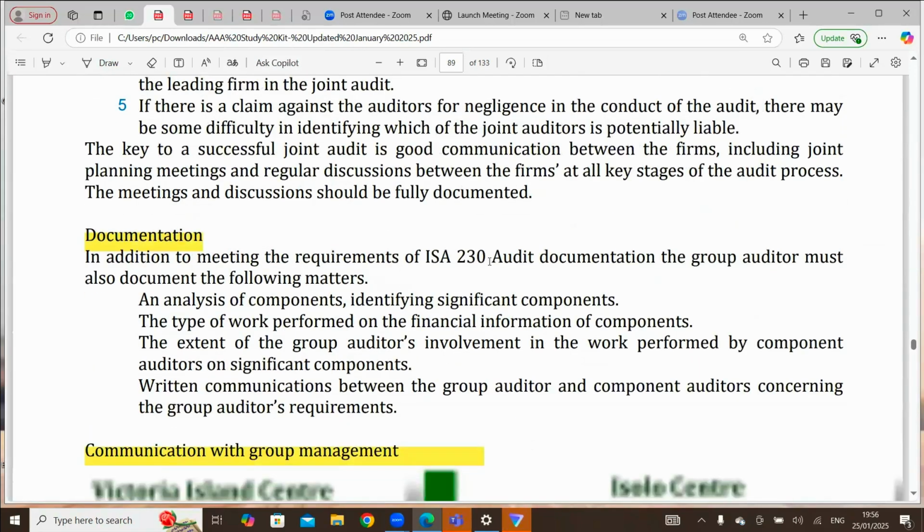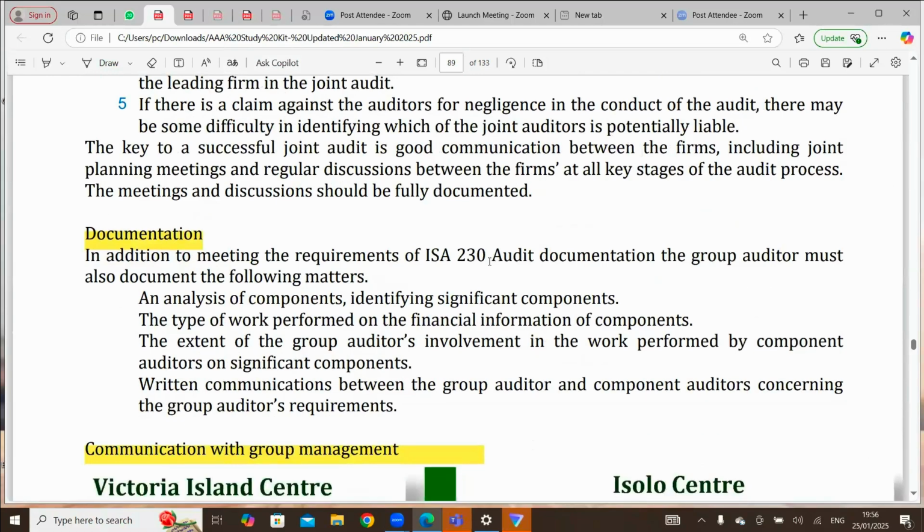documentation. Now, in addition to meeting the requirements of ISA 230 audit documentation, the group auditor must document the following matters. Number one, we have analysis of components. The second one is the type of work that is required by the components. Number three, very important, the extent of the group auditor's involvement in the work of the component auditor.